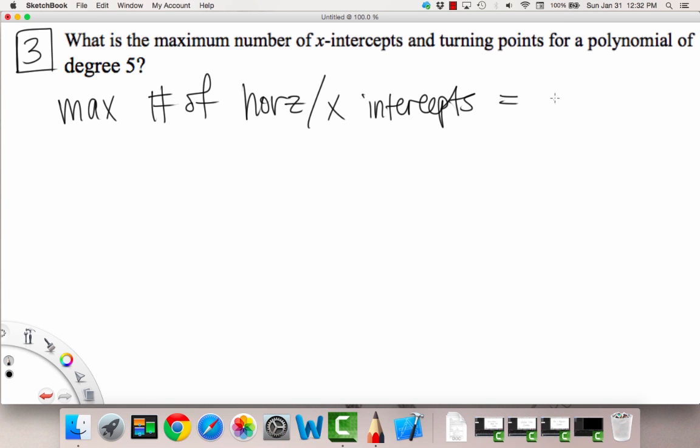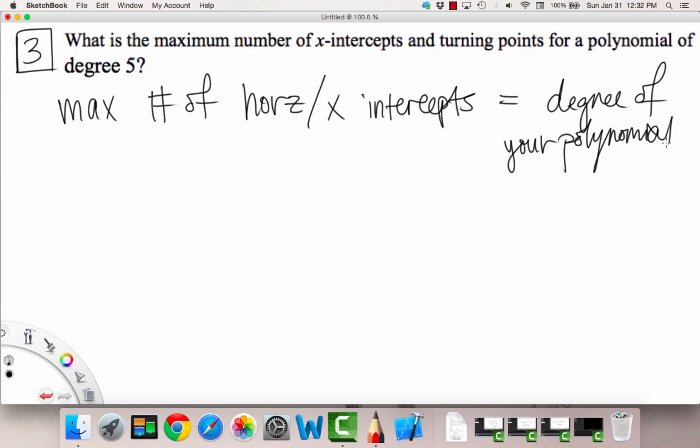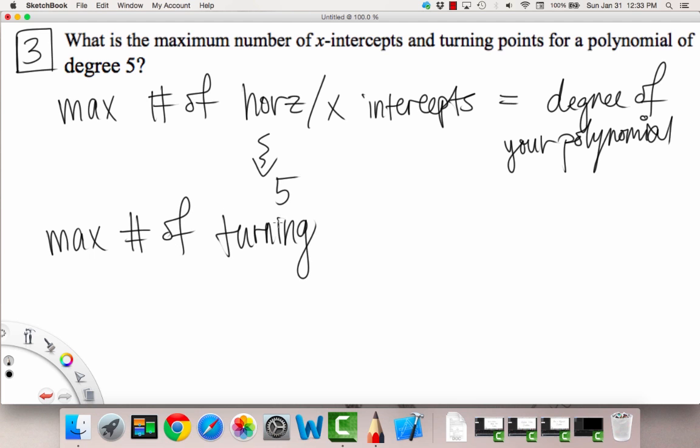equals the degree of your polynomial. Okay? So in our case, the maximum number of x-intercepts, based on our degree, is 5. Okay? Also, the maximum number of turning points. Turning points means where your function changes from increasing to decreasing or decreasing to increasing.